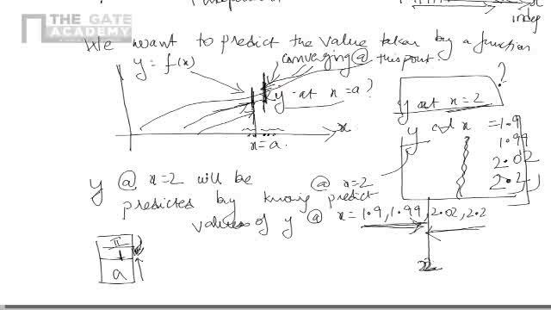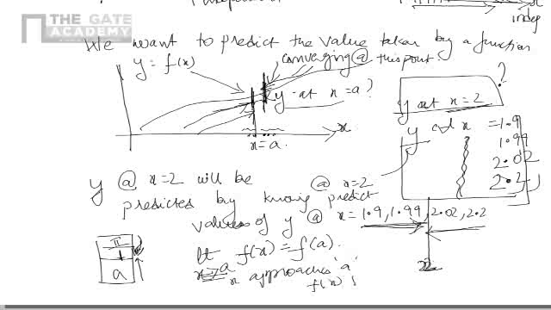So it was decided that, mathematically I am now writing this, limit x tends to a, f of x is equal to f of a. That is, as x approaches a, f of x takes the value f of a.